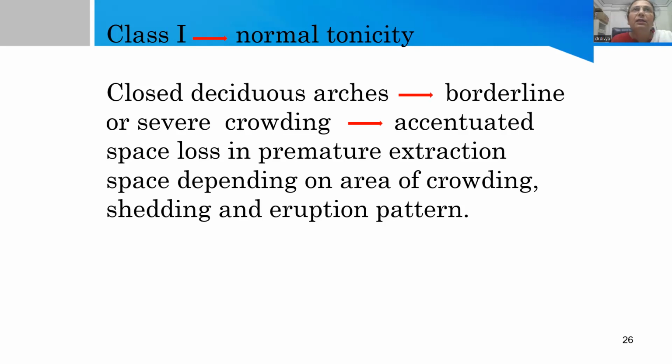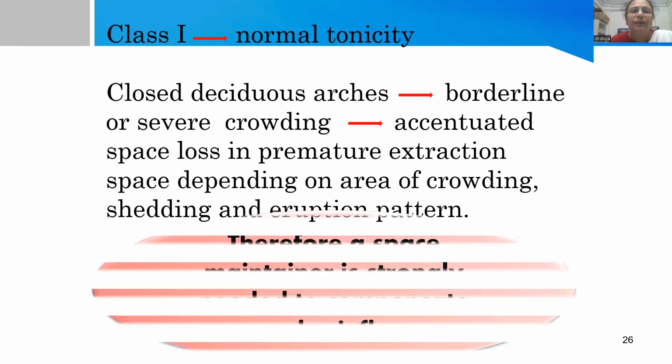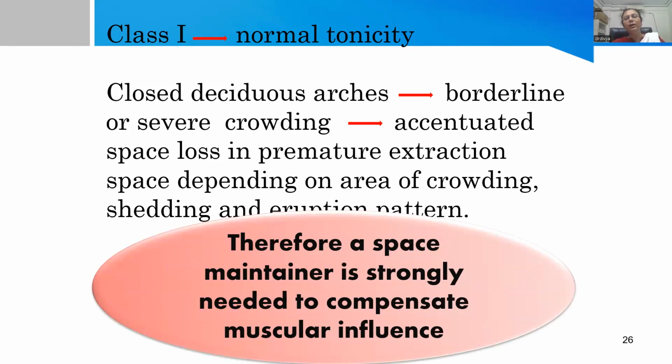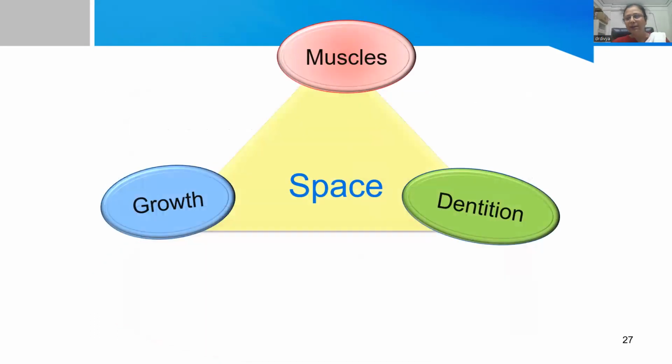If there is a larger incisor space discrepancy, which is incisor liability, then if it is crowded, there will be faster space closure and relieving of the crowding in the anterior area. So the crowding will be shifting to the middle area if there is any caries or extraction of the D. Therefore, space maintenance is strongly needed, and to compensate for muscular influence, the design should be changed a little bit.